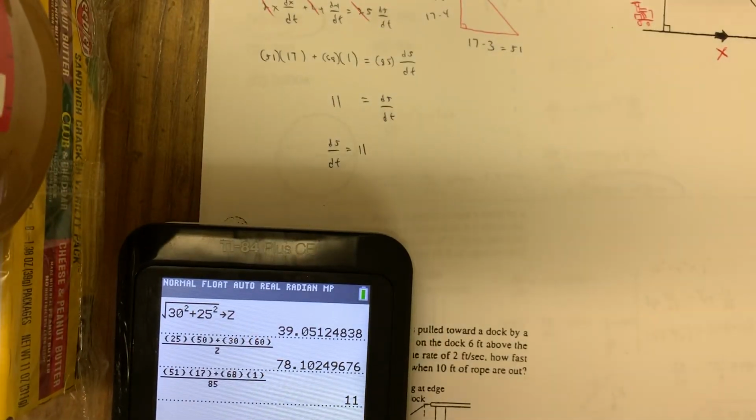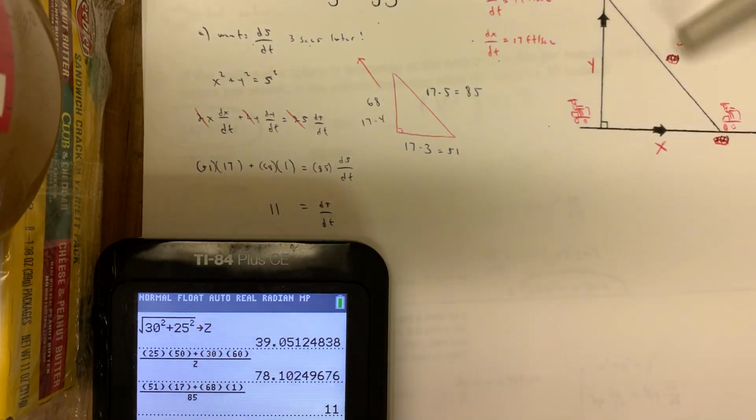So 11 units. I need units. And think about s. It's a linear measurement. This distance right here.